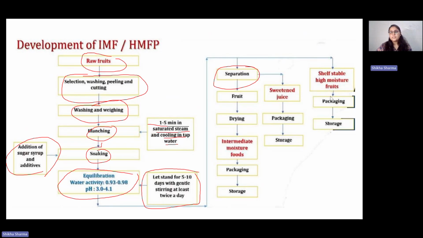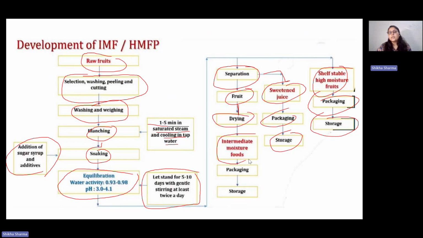So this product is basically a shelf-stable high moisture food product, having a water activity of 0.93 to 0.98 and a pH of 3 to 4. This is a high moisture food product, so it can be packed and stored. But when we are making the intermediate moisture food product, a separation process must take place where the fruit is separated from the sweetened juice. The sweetened juice can be packaged and stored, and the fruit that has been separated from the sweetened juice can be dried, and intermediate moisture food products can be obtained. It can be packaged and stored.